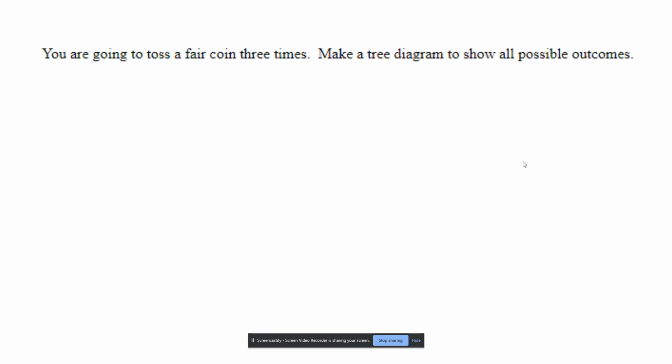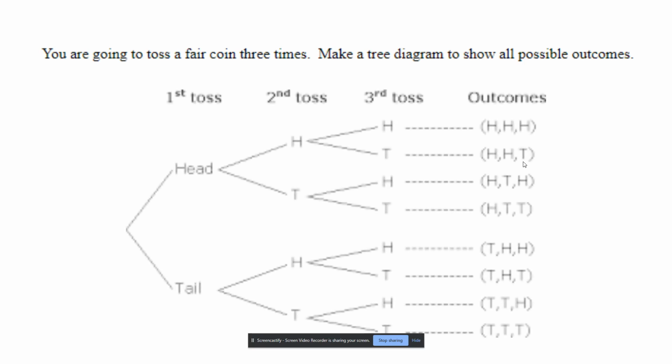You are going to toss a fair coin 3 times. Make a tree diagram to show all possible outcomes. This is what it would look like. You could start with a head or a tail, and then after that another head or a tail, and then after that another head or a tail. So there are actually 8 possible outcomes, and they're all listed on the right. Again, those outcomes can also be called a sample space.